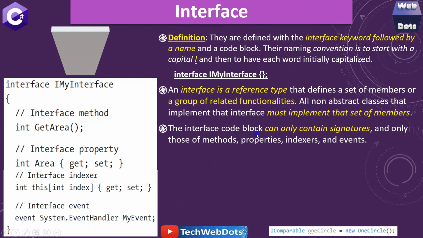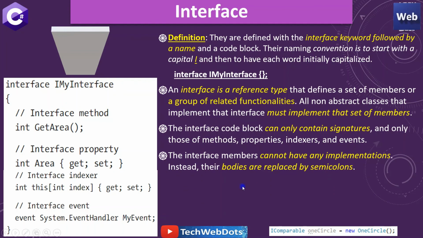Okay, the interface code block can only contain signatures. You can see there is only a signature, because in an abstract class we can have partial implementation as well, but in an interface we cannot specify any implementation. If you compare the interface with an abstract class, in an abstract class we can have partial implementation, so that can act as a base class, but definitely an interface cannot.